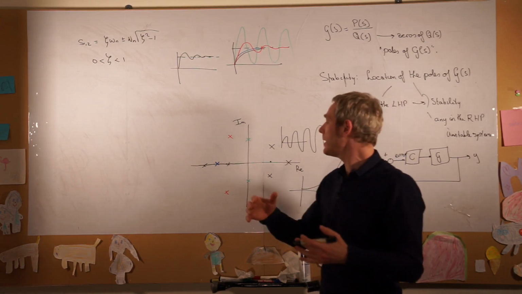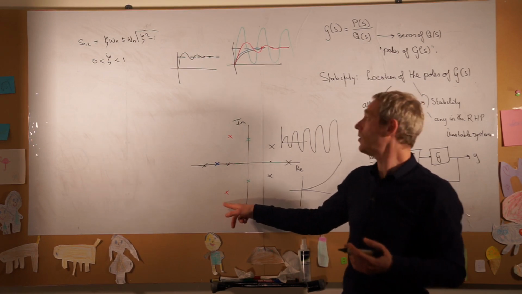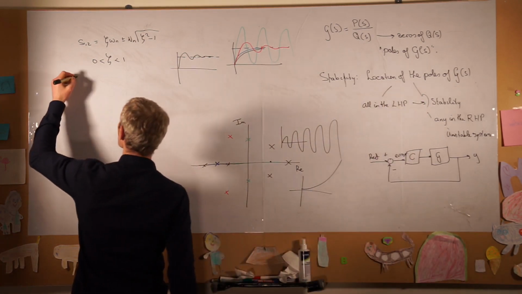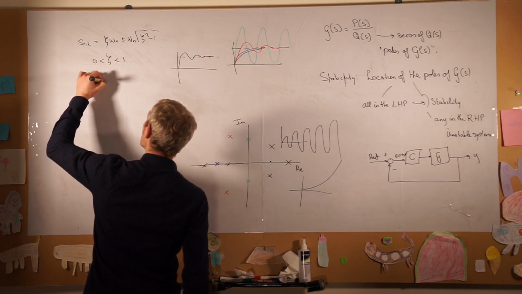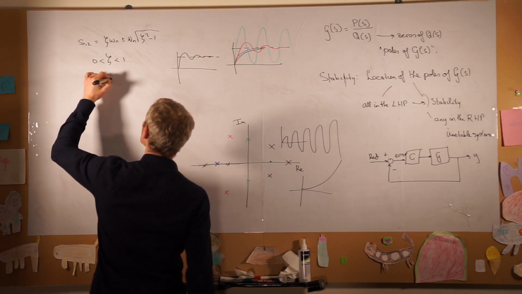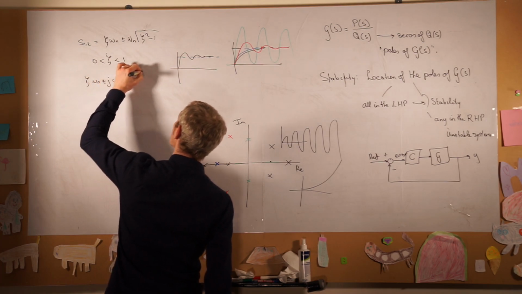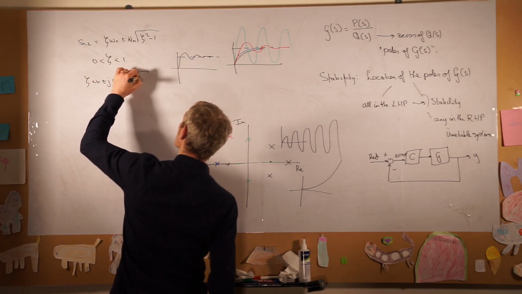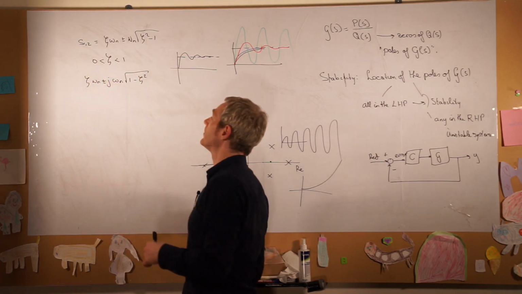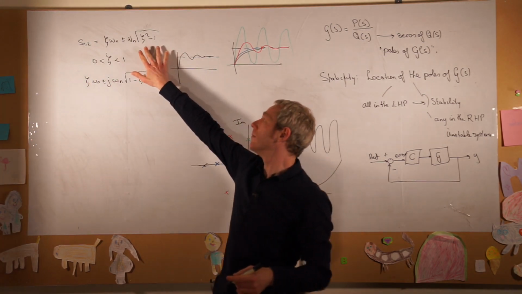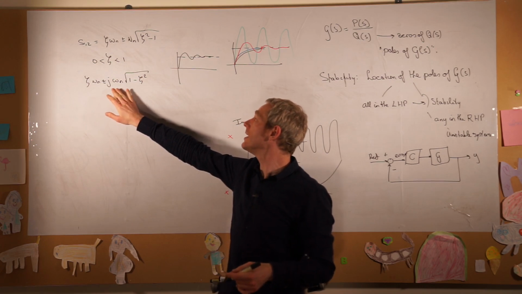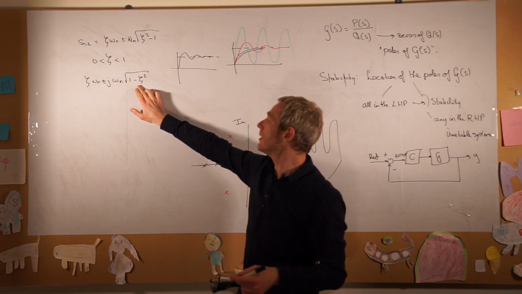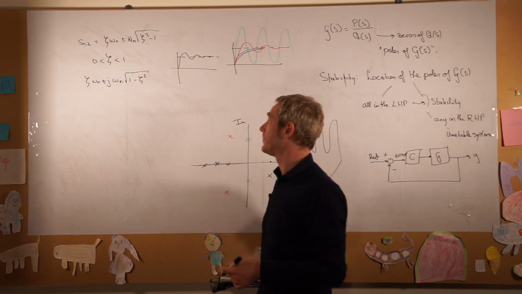What we know is that we have complex poles of the form minus zeta omega n plus or minus j times omega n times the square root of 1 minus zeta squared. So we've factored out a minus 1, that ended up being our j here, and then you can write this, and then we know that this is now a positive number.